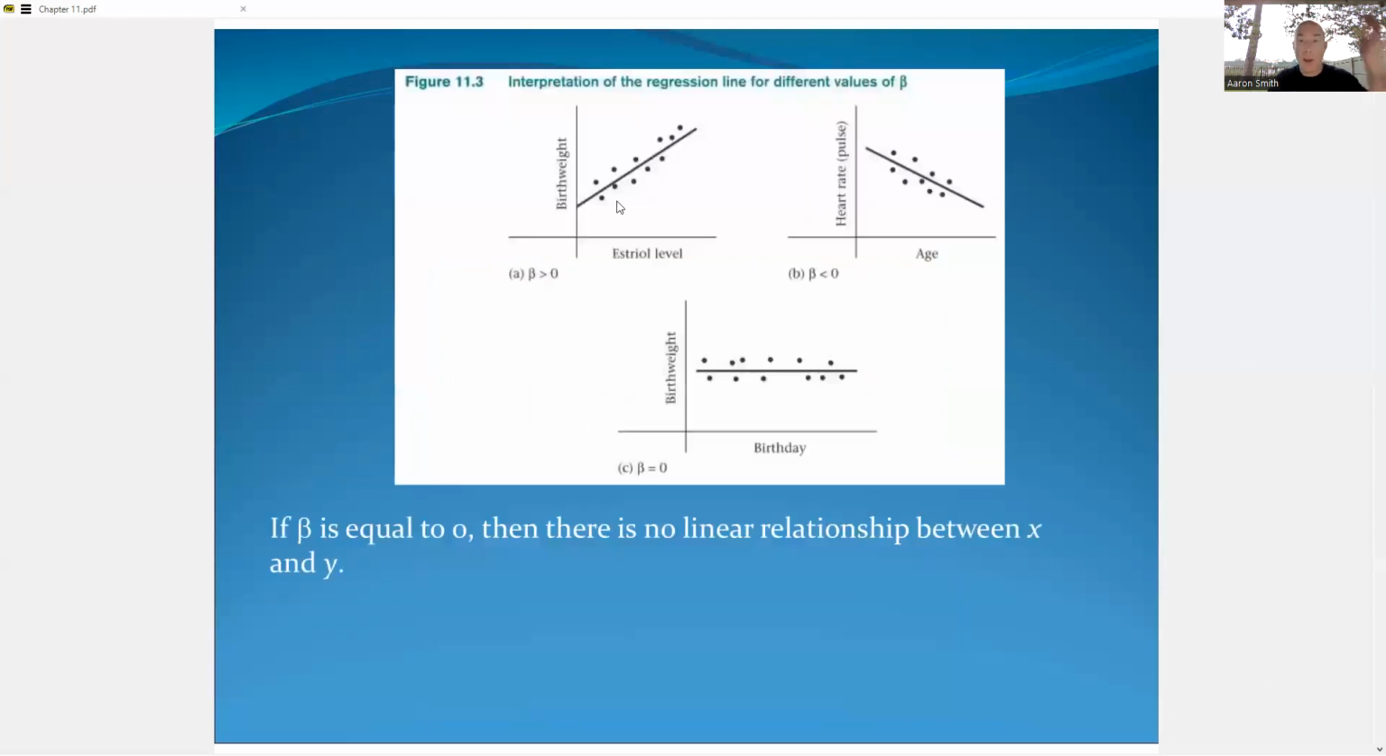All right, so we've got three example scatter plots here. Here we see that I have a positive slope for my regression line. So what this would be saying is that as estriol level goes up, we would expect birth weight to also go up. Here we have a negative slope. So we would say as age increases, we would expect heart rate pulse to decrease. And now here we have birthday and birth weight. So this is like day of the year from 1 to 365. And we can see that really it's a flat line. Why is it flat? Well, this is a slope of zero. There's no relationship between birthday and birth weight.